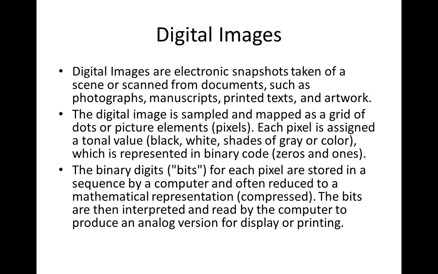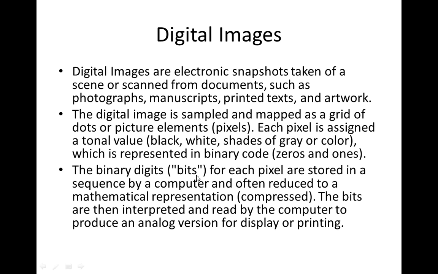But a digital image is sampled and mapped as a grid of dots or picture elements, or pixels, if you will. Each pixel is assigned a tonal value. It could be black and white or shades of gray or color. And then they're represented by a binary code. And then we're back to zeros and ones. But basically we have black and white, shades of gray, or color. And as you go from left to right here, the file size typically gets bigger.